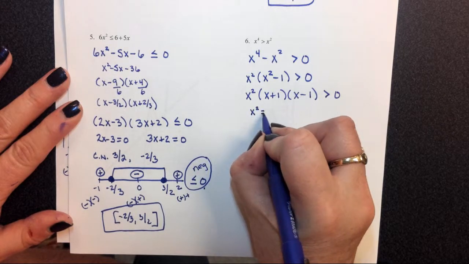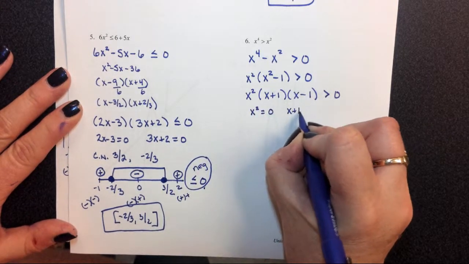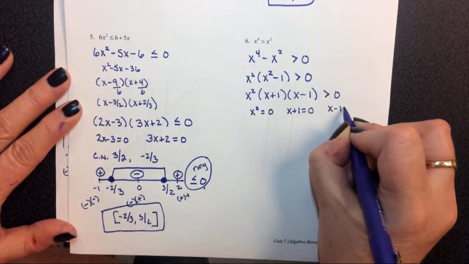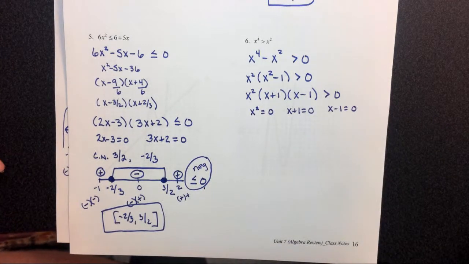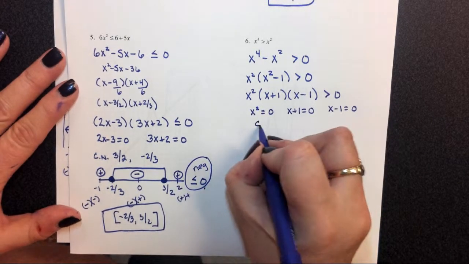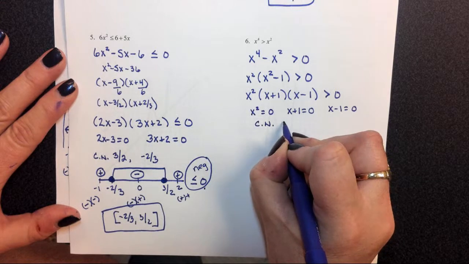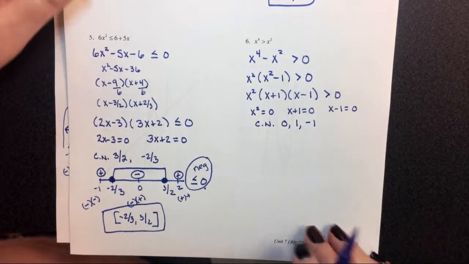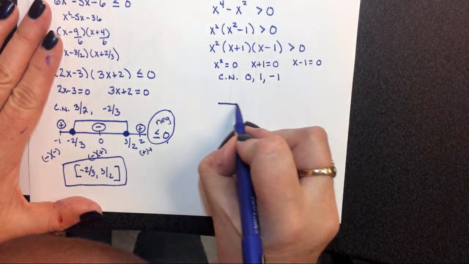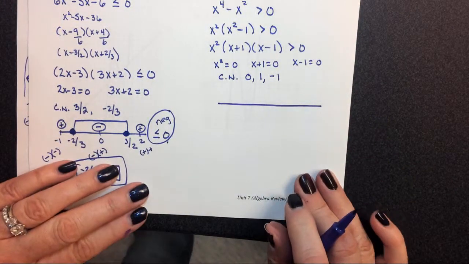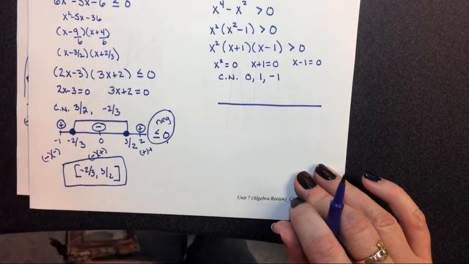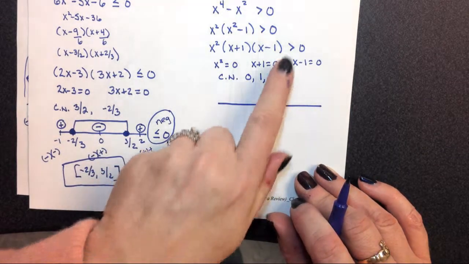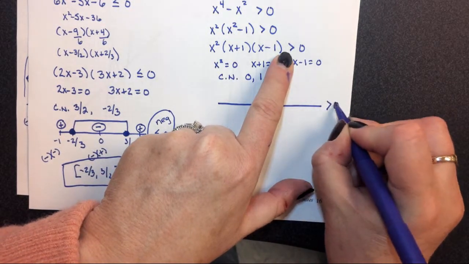Yep. So you take x squared equal to 0, x plus 1 equals 0, x minus 1 equals 0. So then what are your critical numbers going to be? Your critical numbers will be 0, 1, and negative 1. What kind of circles am I going to put above the critical numbers? Are they going to be open or closed? Open, because I want greater than 0.